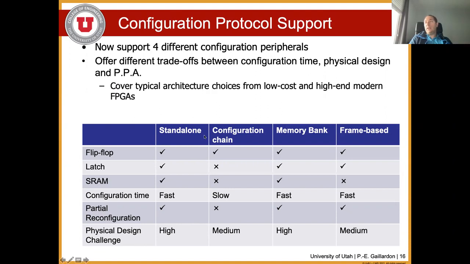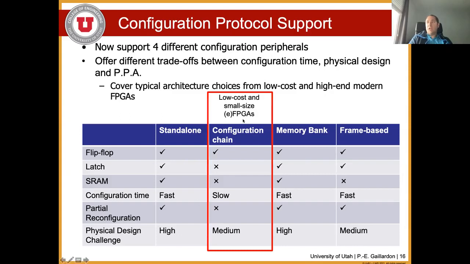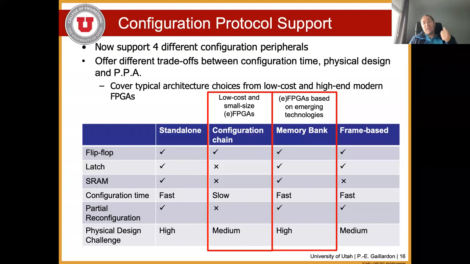Just to give you an idea, we do from low cost to high-end modern FPGAs, and I will not go into the details. I'm happy to talk about that, but the configuration chain is just linking all your flip-flops, typically used in low-cost or small-size FPGAs and eFPGAs. We have memory banks. So you use an address and row and column decoders to address your various bit cells inside of the FPGA. Very well suited to emerging technologies, resistive RAM-based FPGAs that this infrastructure supports, flash-based FPGAs, stuff like that.